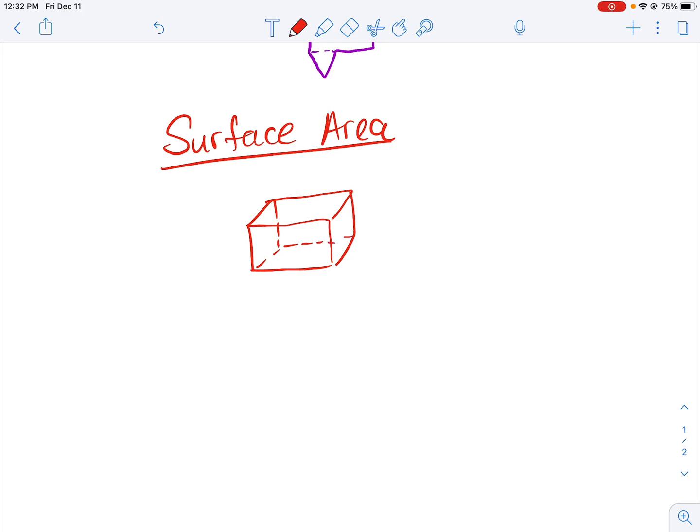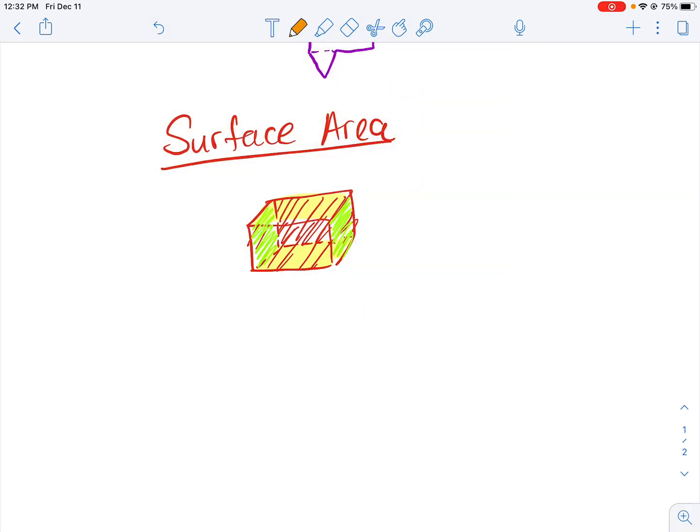You are going to calculate the area of each side of the rectangular prism and then add it together. So you're going to find the area of this front piece, which would be the same as this back piece. Then you're going to find the area of this top piece, which would be the same as this bottom piece. And then you're going to find the area of this side piece, which will be the same as this side piece. So altogether, you've got 6 sides. You're finding the area of each one and adding them together.